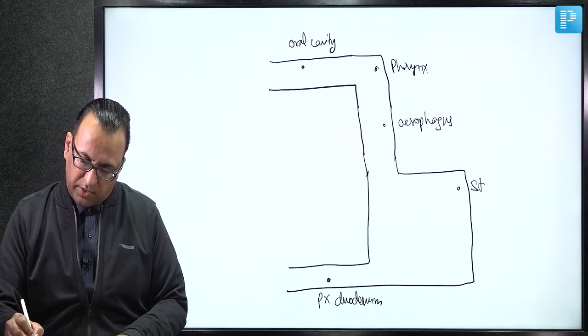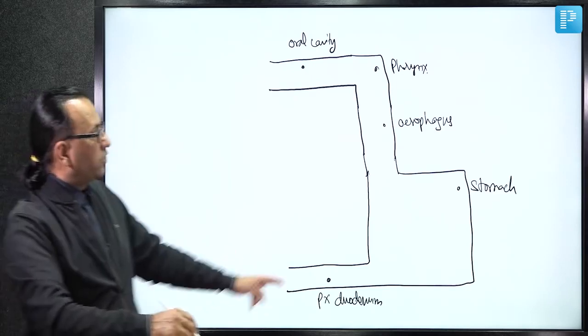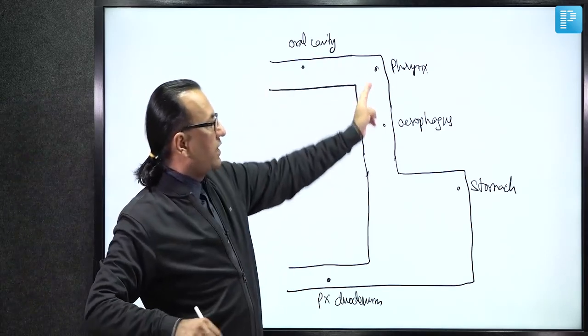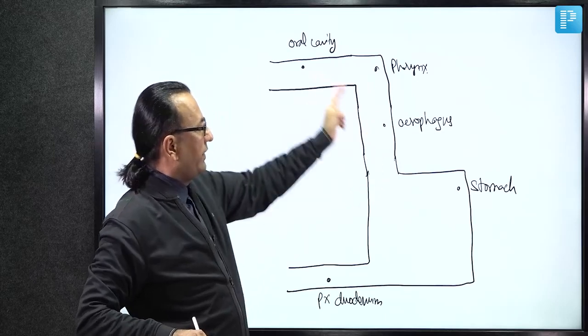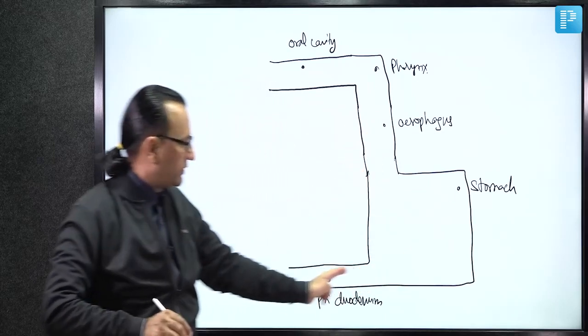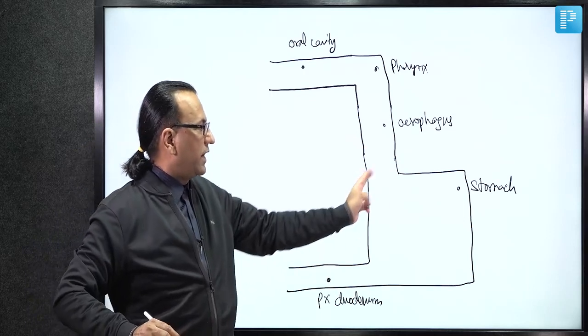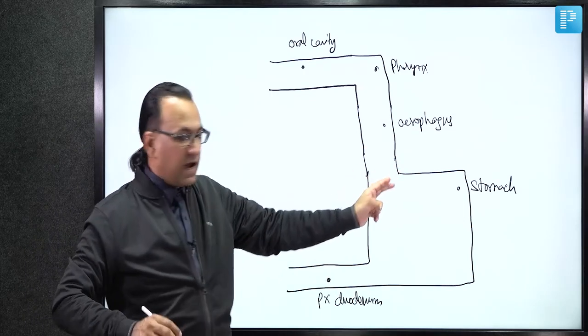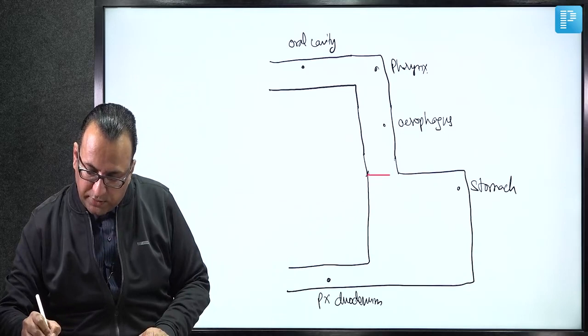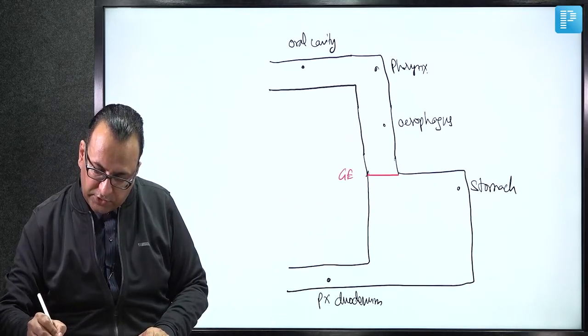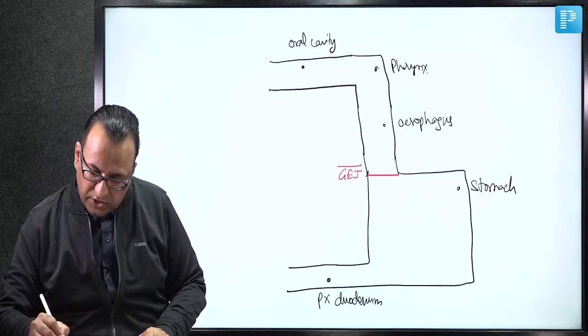This is the stomach. What about their epithelium? So this oral cavity, the pharynx, the esophagus will have different epithelium as compared with the stomach and small intestine. First, let us put here the gastroesophageal junction. And as you mentioned, this is the point where the esophagus is becoming continuous with the stomach.